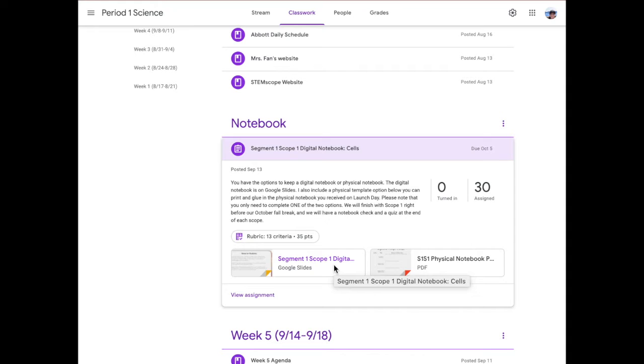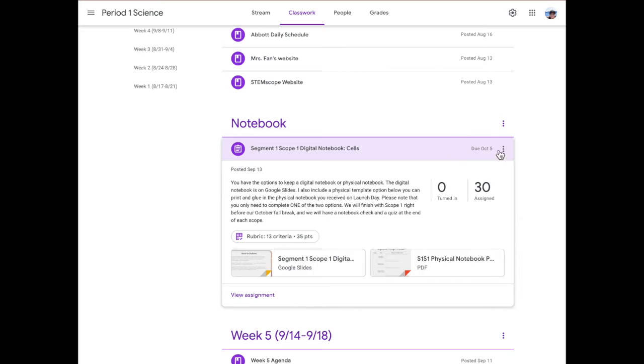Please know that you have two options. You can either use the digital notebook or the physical notebook. With both options, you get the same credit and they both contain the same information. You only need to complete one of the two options. Whichever one you choose, the digital method or the physical method, is completely up to you. If you do choose the physical option, you need to print it out, and in order to submit it, you have to take a picture through your webcam to upload that.